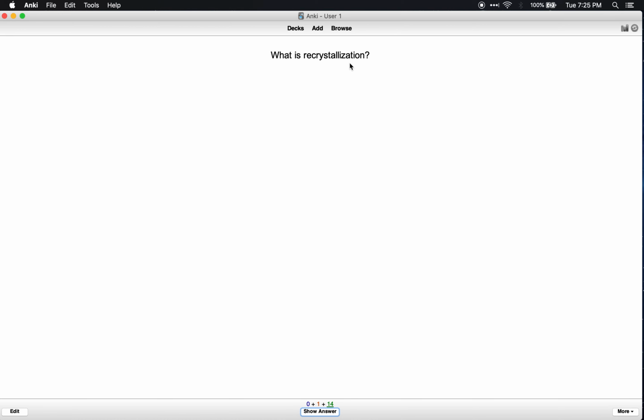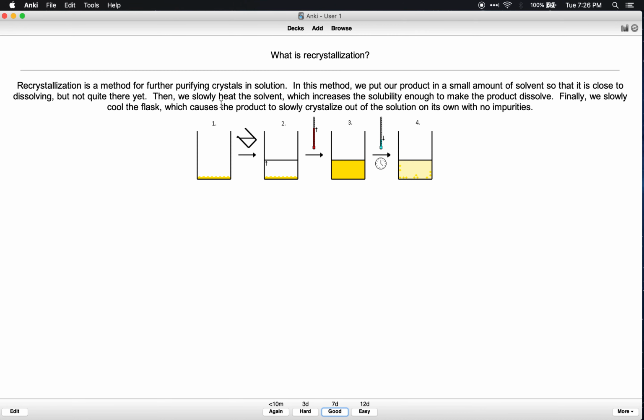Recrystallization is where you first put the solid into a solution where it's about to dissolve. Then you heat up the solution, and then you recrystallize the solid, and it does so in a way that it doesn't catch any impurities. I don't really know, actually.